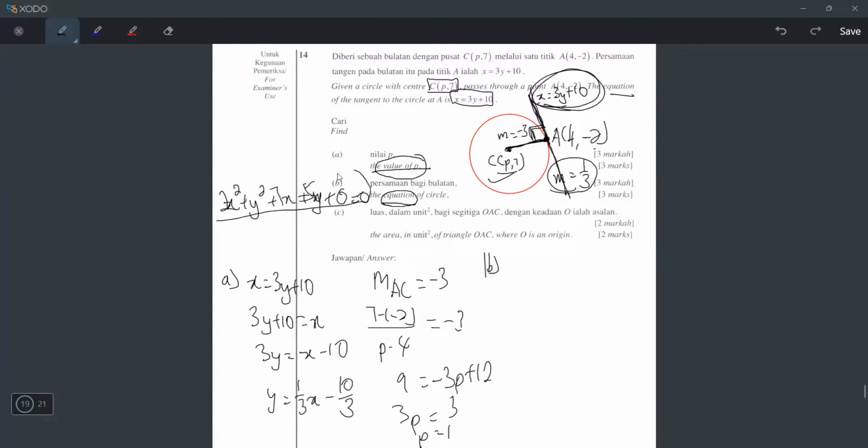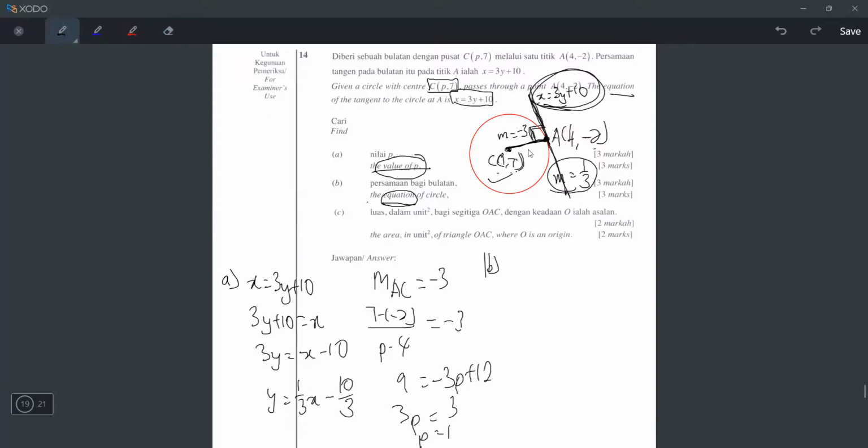But the format is like this one for the equation of a circle. And there's only one way to do it. You have to use the distance formula, just like in locus. So what you do is, you know the p is 1 already, so you just erase this and you write 1, 7.